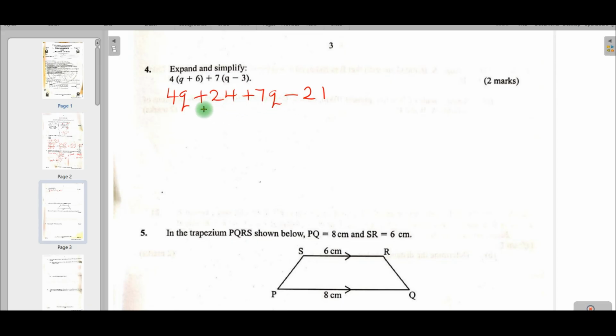Collect the like terms and simplify. So we have 4q plus 7q, that is 11q. Then plus 24 minus 21, that is 3, and therefore we have simplified, so this will be 11q plus 3.